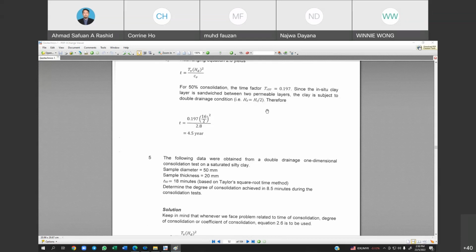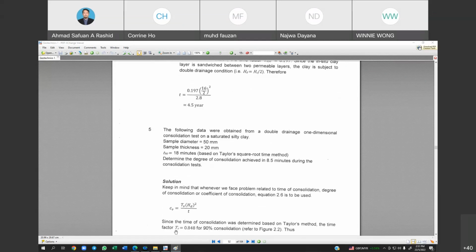For question number 5, the following data were obtained from a double drainage one-dimensional consolidation test on a saturated silty clay. The sample diameter is 50, the sample thickness is 20, T90 is equal to 18 minutes based on the Taylor square root time method. Determine the degree of consolidation achieved in 8.5 minutes during the consolidation test. I guess it's very straightforward.